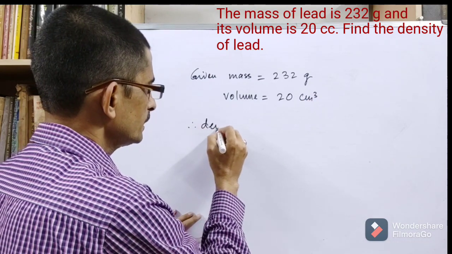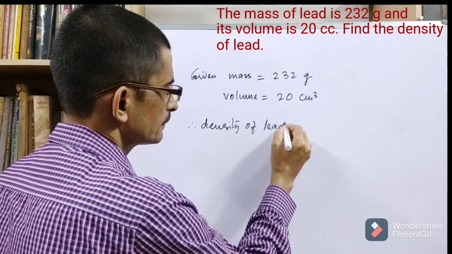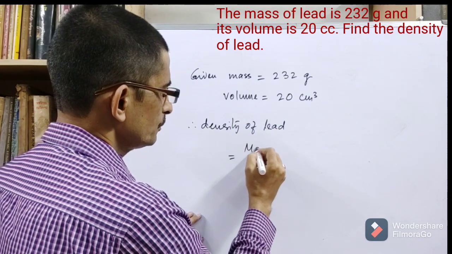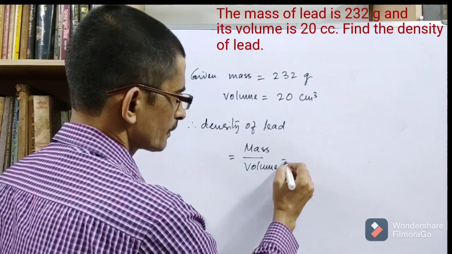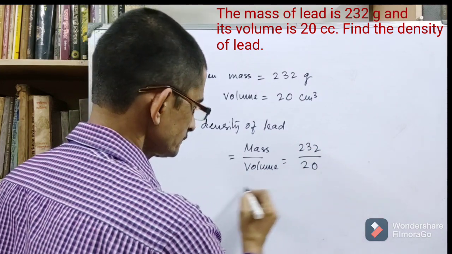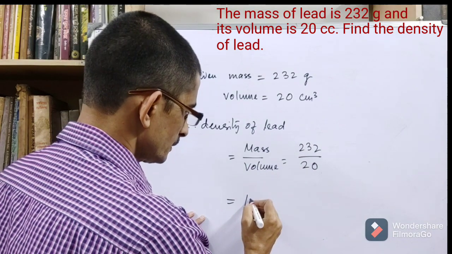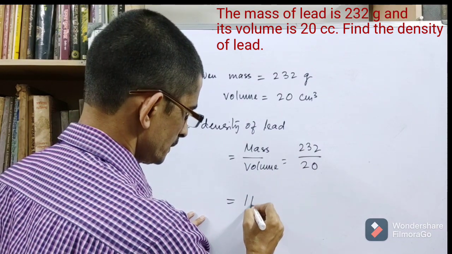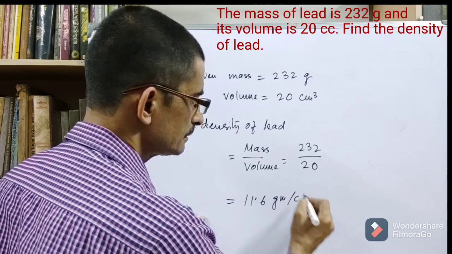Therefore, density of lead, mass by volume we know. Let's put the values. If you simplify, it will be 11.6 gram per cc.